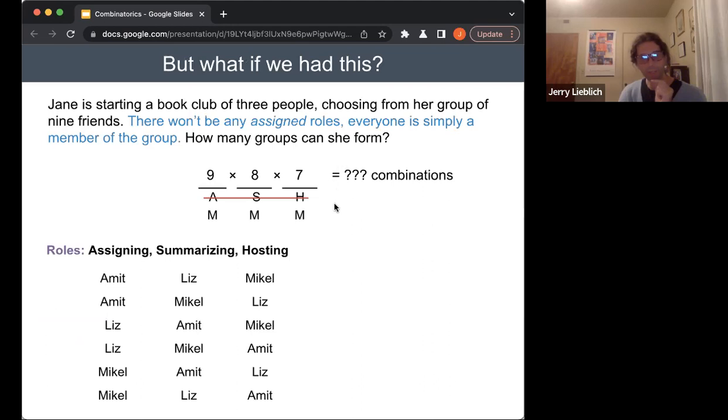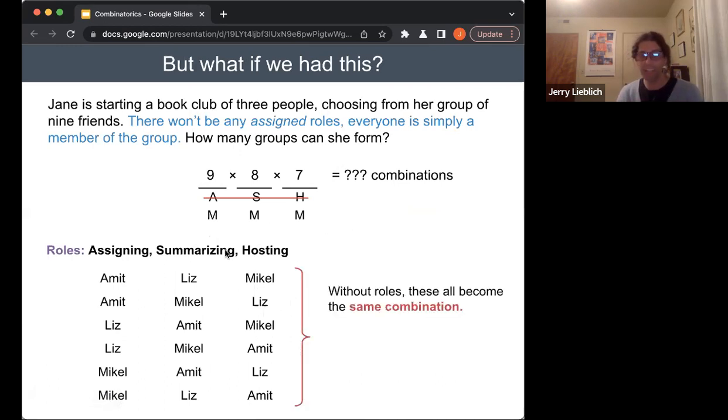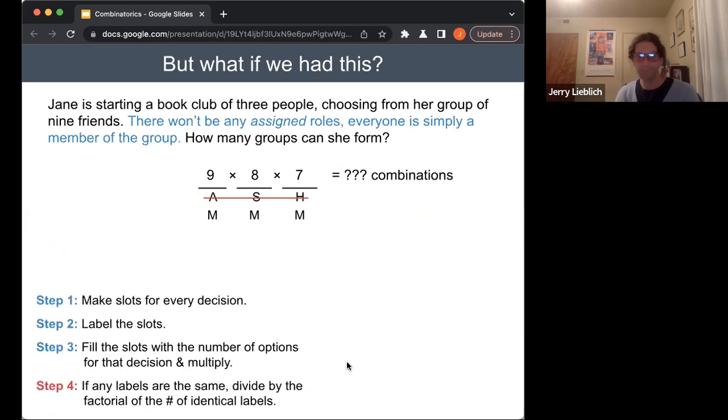Because in the previous version, where we had these 3 different roles, you could imagine the same 3 people joining that group, but arranged in 6 different ways. If they're all just group members, though, these are all the same group. The group with Amit, Liz, and Mikkel is the same as the one with Amit, Mikkel, and Liz. So we have to somehow eliminate this double counting. The way we're going to do that is by adding a step 4. If any of our labels are the same, we're going to take this and divide it by the number of identical labels factorial.